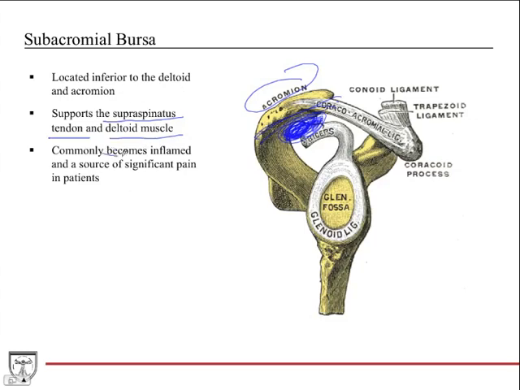This bursa can commonly become inflamed and is a source of significant pain in patients. This can just be from wear and tear. It can be due to bony projections that come down from the acromion and irritate the bursa, or general inflammation in the joint area can irritate the bursa as well.